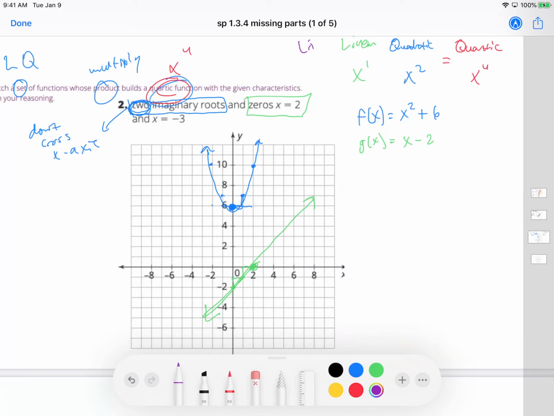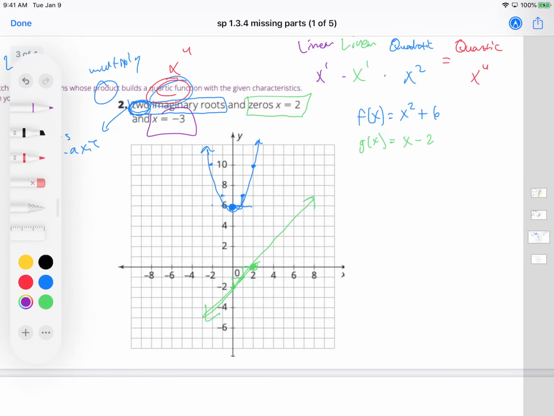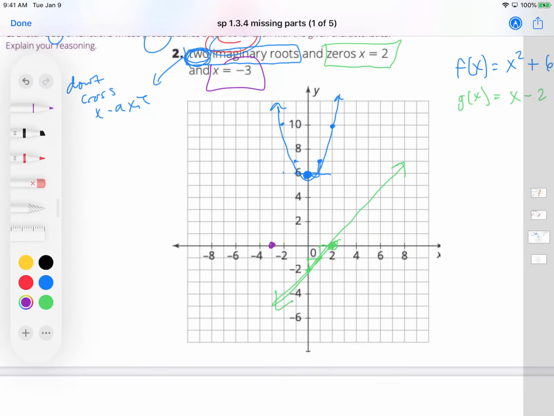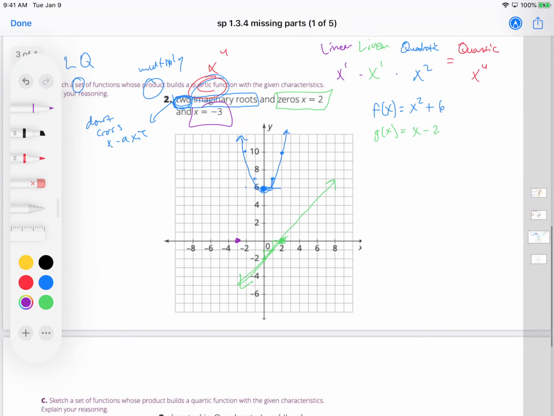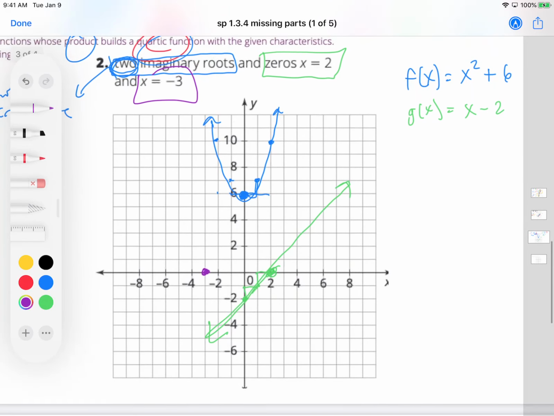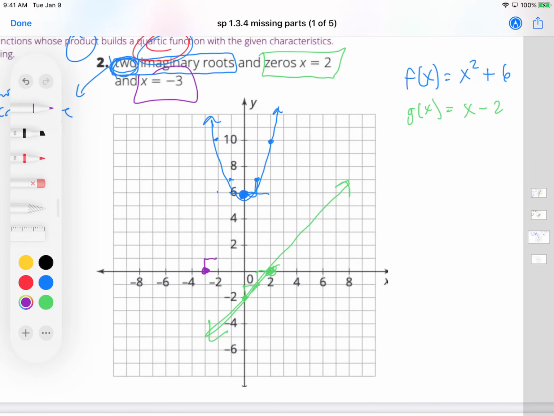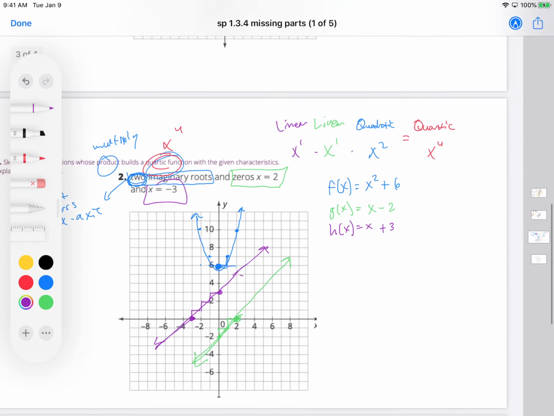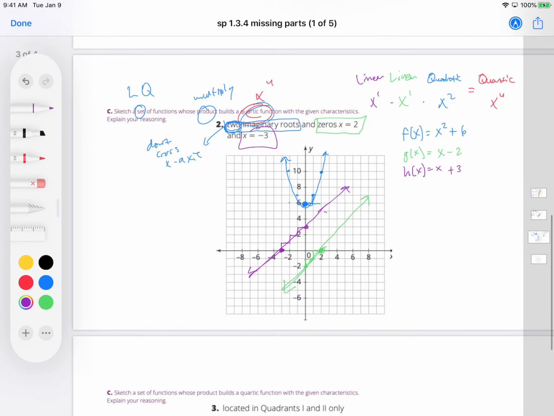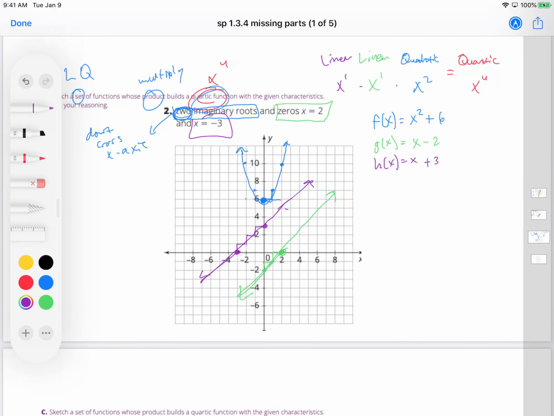I need another linear. That's x to the first, because x to the first times x to the first times x to the second will give me a fourth power quartic. So I need it at negative 3. And again, to build a linear, I'm trying to use slope-intercept form. So I have to build it back to the y-intercept so I can use slope-intercept form. Up 1, right 1, up 1, right 1, up 1, right 1. That is positive 3. So h of x equals x plus 3. Okay. All right, so we basically just built our quartic function.